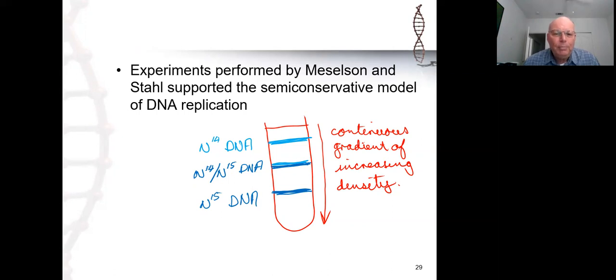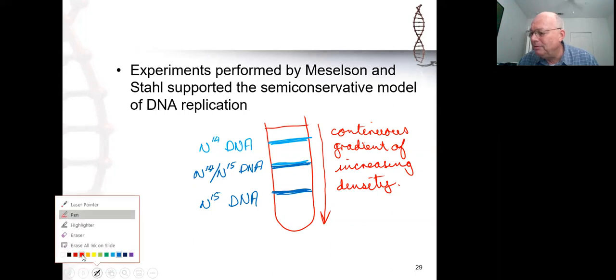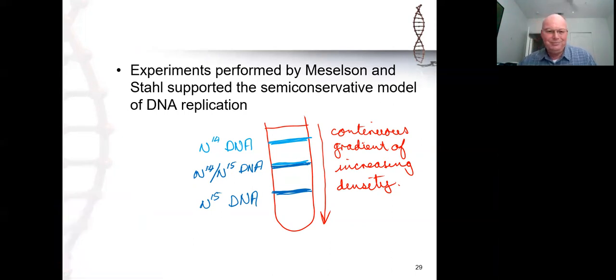And this is a technique that has been around for a while. I've used it in some of my research. It's a very useful technique. And pouring the gradients is not terribly difficult to do. You can actually purchase devices that will do it for you automatically.